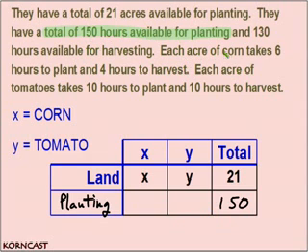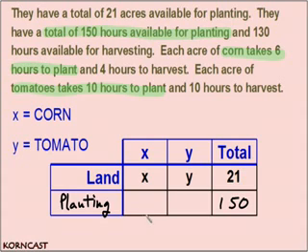Each acre of corn takes 6 hours to plant, and 4 hours to harvest. But harvest doesn't have anything to do with planting, so I'm going to skip that. Each acre of tomatoes takes 10 hours to plant. There we go. And again, I'm going to omit the 10 hours of harvest because harvesting has nothing to do with planting.